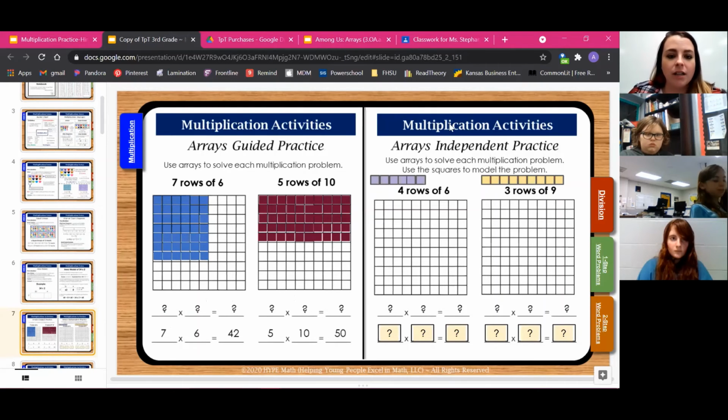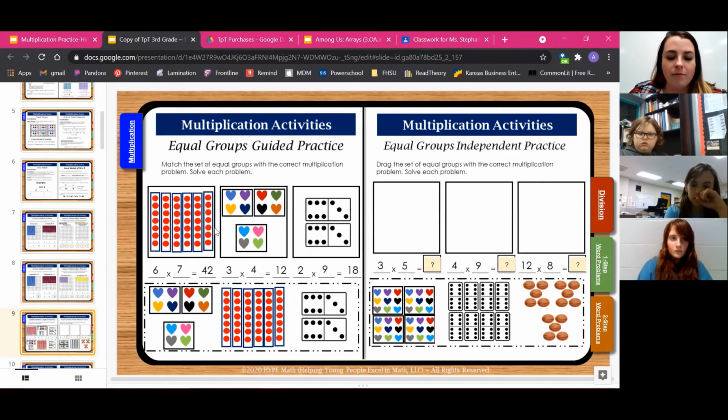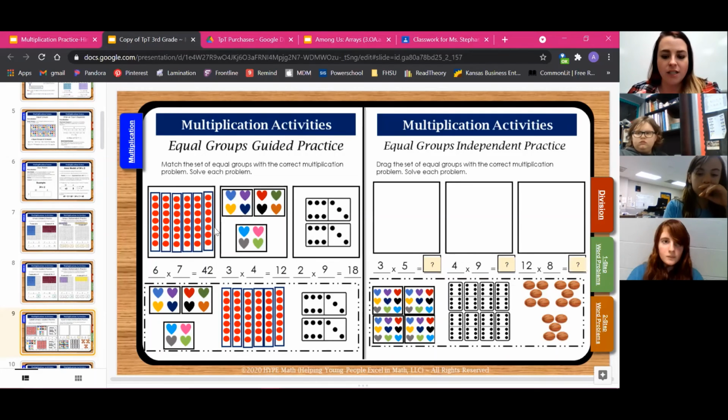The last one, here's another array. You can use a grid, and you can color in the circles like this. And then there is some practice that you will find in your Google Classroom. So that is the end of our multiplication notes for today. Does anybody have any questions?